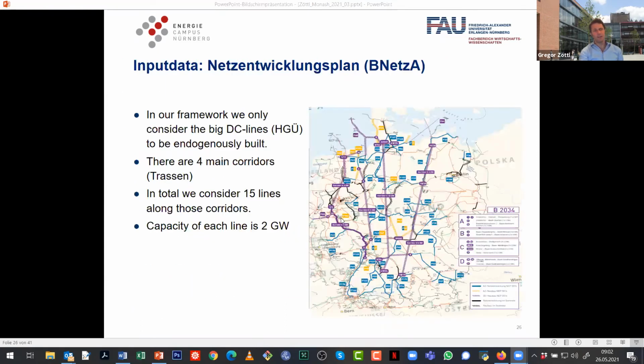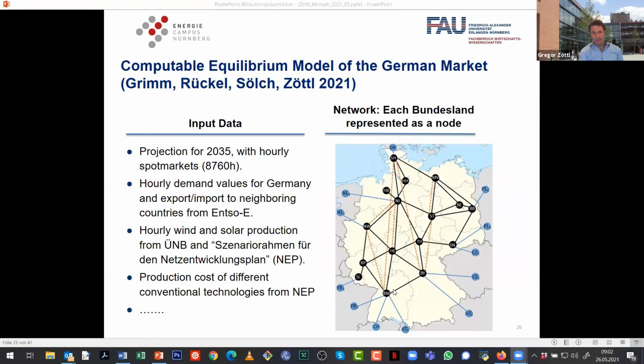Additionally, we look at all the candidates which are discussed for line expansion. Maybe, sorry, one more thing. We assume, and this is a strong simplification of our approach as compared to reality, that each of the regions in Germany, the Bundesländer, the states, I don't know how to translate this perfectly, the different states of Bavaria, Baden-Württemberg, Berlin, and so on, are assumed to be one node, and we have only the links represented as single links between those different states of Germany. That's basically our network which we use for our framework.